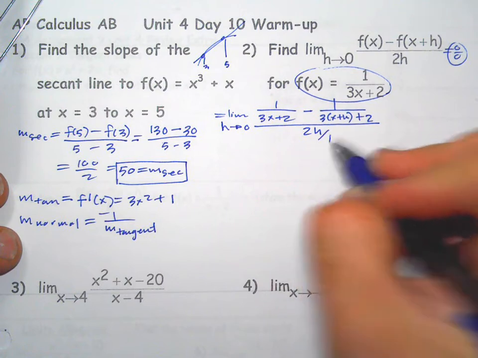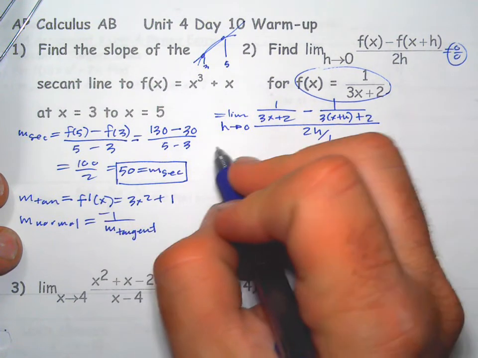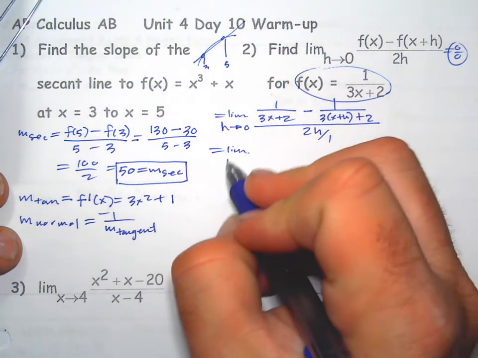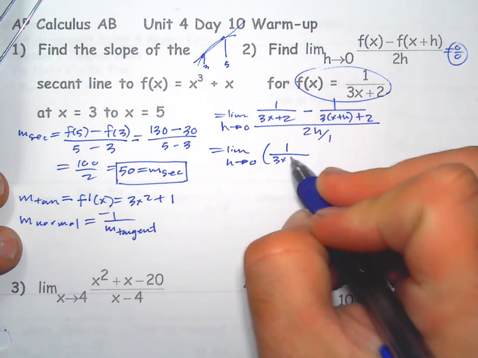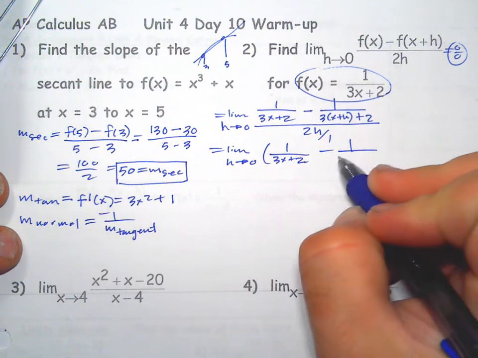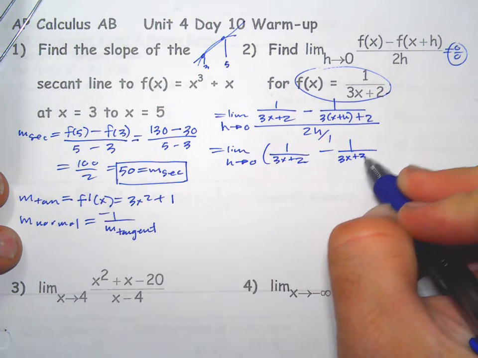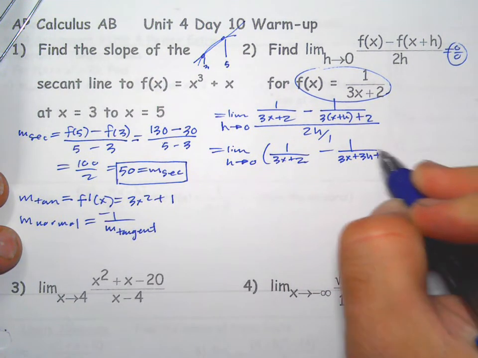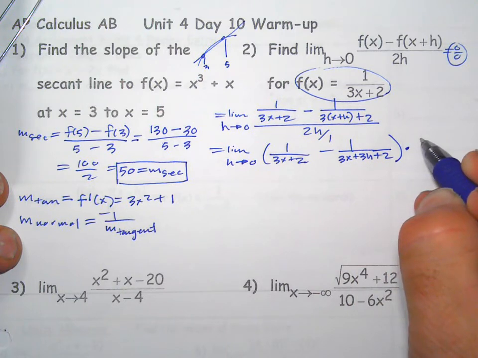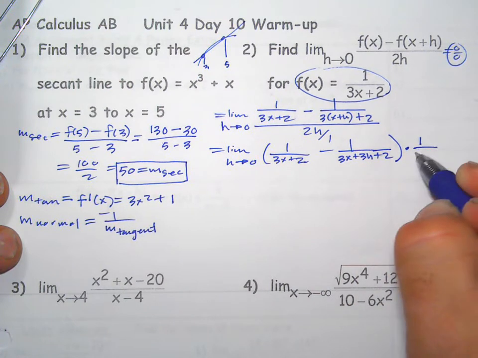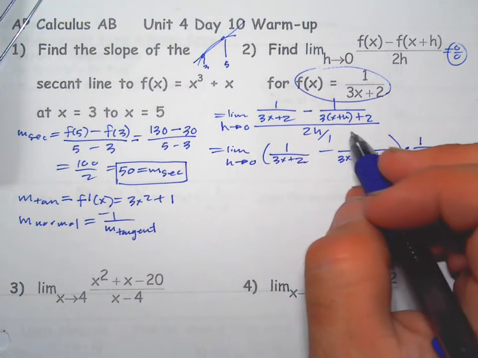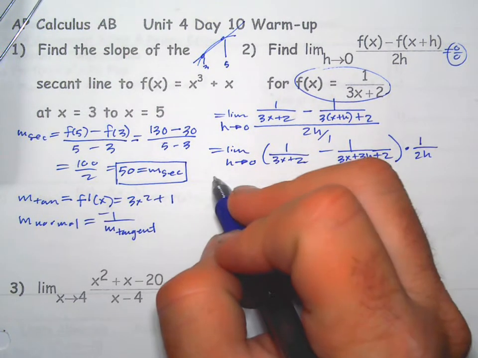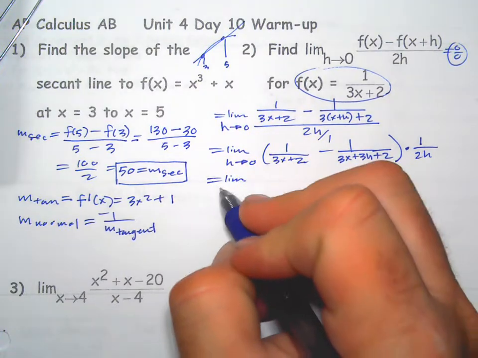Now I'm going to think of the 2h as over 1. Now I'm going to go ahead and simplify this a little bit more. So we have 1 over 3x plus 2 minus 1 over 3x plus 3h plus 2 times the reciprocal, 1 over 2h. Now, we need to get these together as a single fraction. So we got to give them least common denominators.